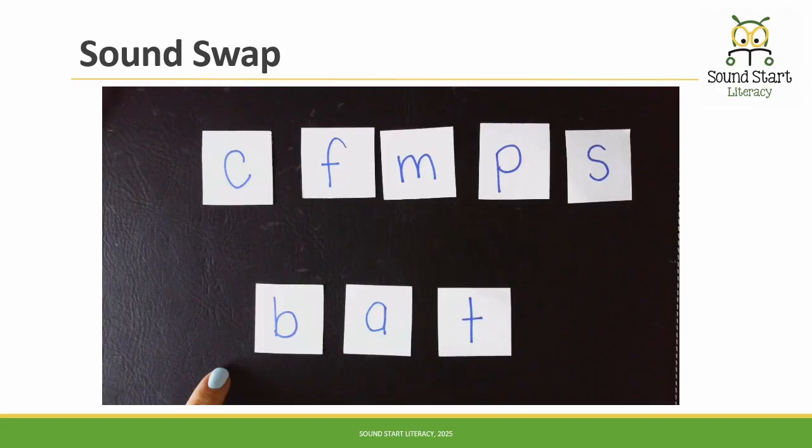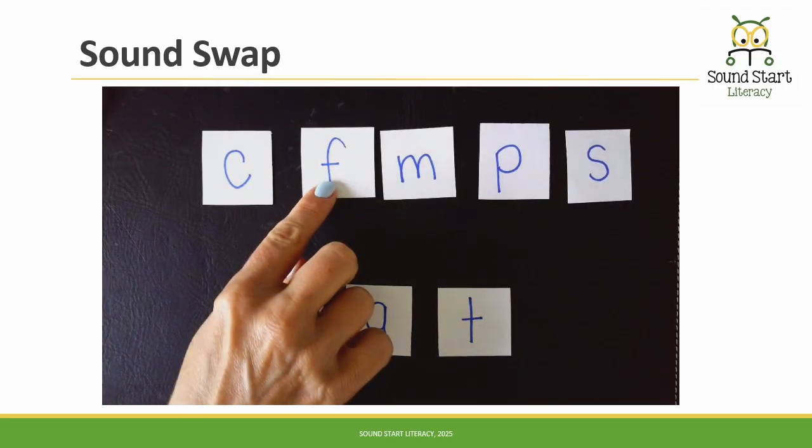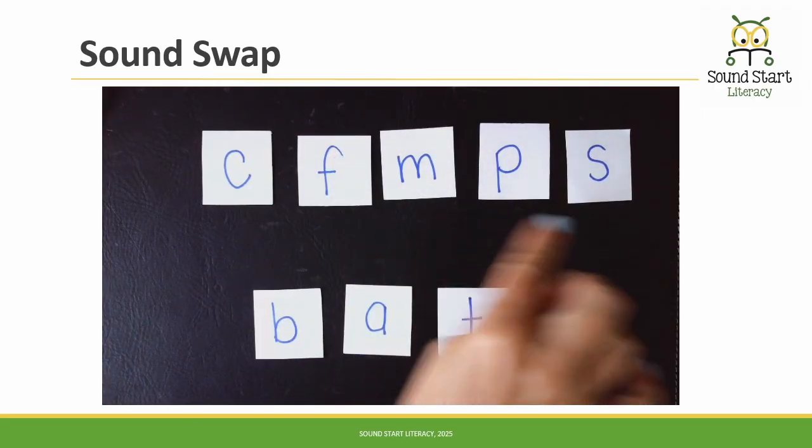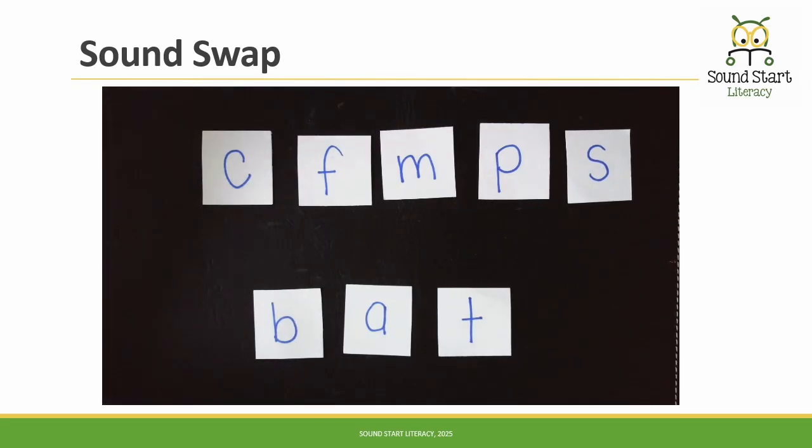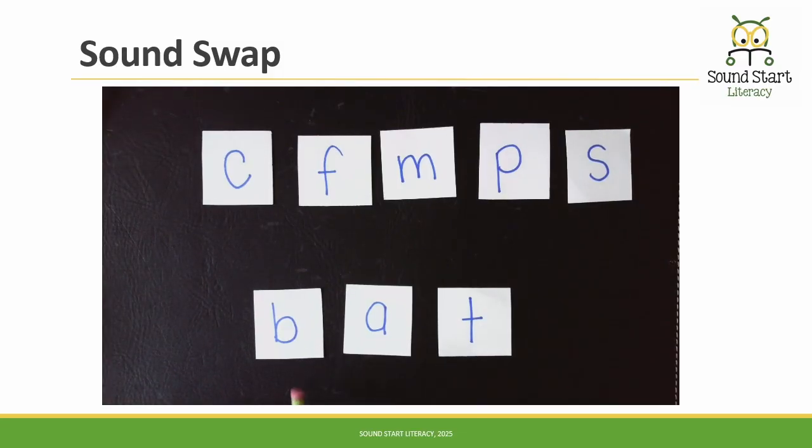Now, I have just some really simple pieces of paper that I wrote the letters on with a marker, but you can buy letter tiles or plastic letters on Amazon very inexpensively. So if you want to make that investment, you could do that as well. Now, the way this works is that the child will read the word. So you'll start by giving them a word and they read that word. So the first word is bat.